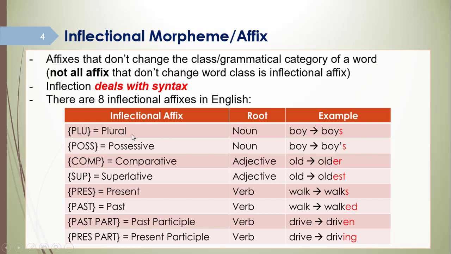Plural shows the amount of a noun. So a noun here becomes also a noun. Boy becomes boys. The s here is the plural. And possessive, boy becomes boy's, and both of them are nouns. And comparative, for adjectives, old becomes older. Here is the comparative. Superlative also is for adjectives, old to be oldest. Est here is the superlative.